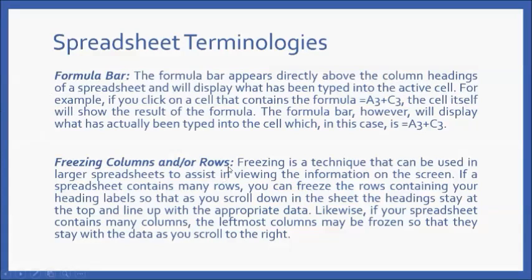Freezing columns and rows. Freezing is a technique that can be used in larger spreadsheets to assist in viewing the information on the screen. If a spreadsheet contains many rows, you can freeze the rows containing your heading labels so that as you scroll down in the sheet, the heading stays at the top and lines up with the appropriate data. Likewise, if your spreadsheet contains many columns, the leftmost columns may be frozen so that they stay with the data as you scroll to the right.